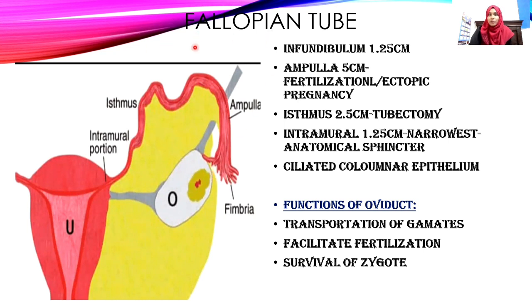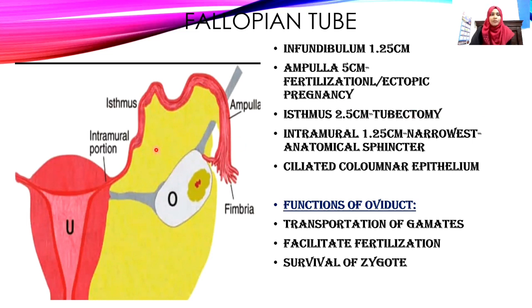Now, as a whole, the fallopian tube is around 10 to 12 centimeter. Okay, and the infundibulum is 1.25 centimeter. See, the portion next to the infundibulum is called the ampulla, and the ampulla is 5 centimeter. This is the site of fertilization. So which is the site of fertilization in the fallopian tube? It is the ampulla, and it is the most common site of ectopic pregnancy also. This is another question. Now we will see the next portion, the curved portion called the isthmus, and it is around 2.5 centimeter, and this site is most commonly used for tubectomy.